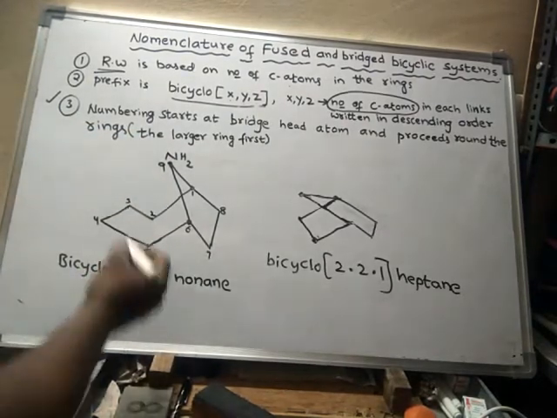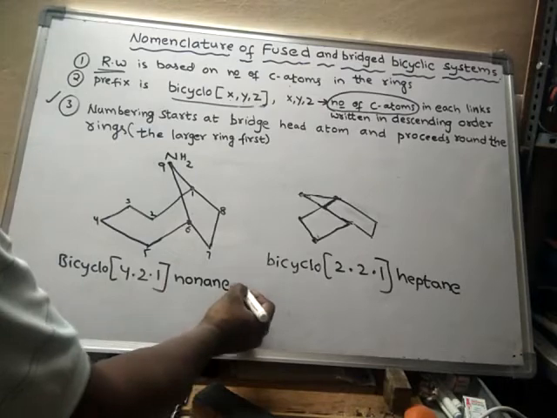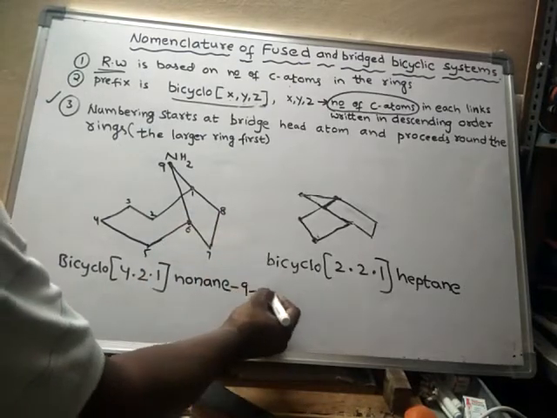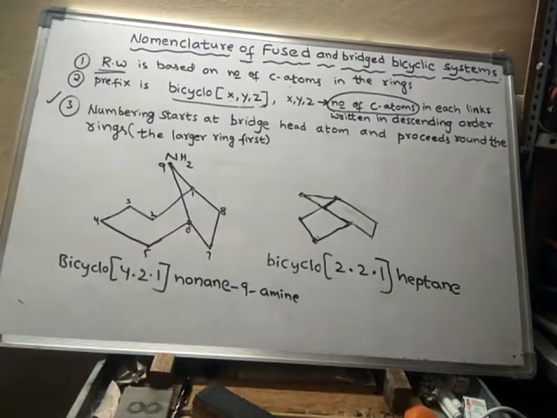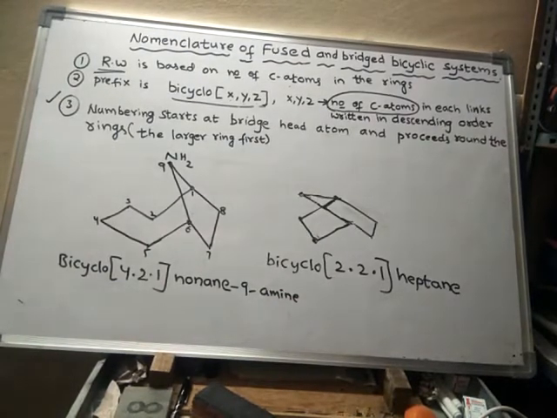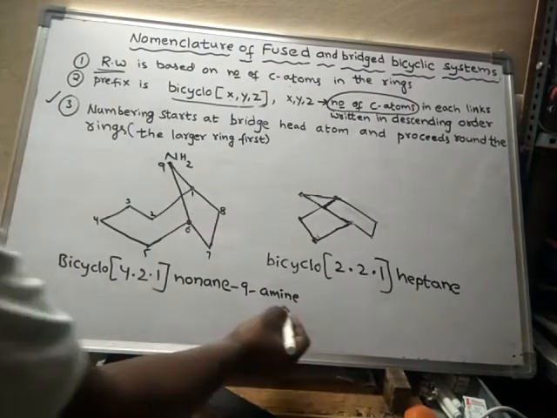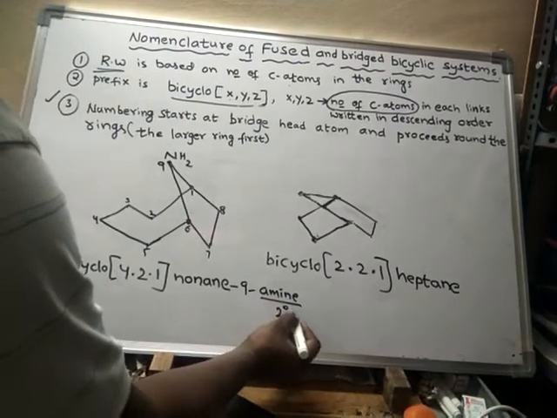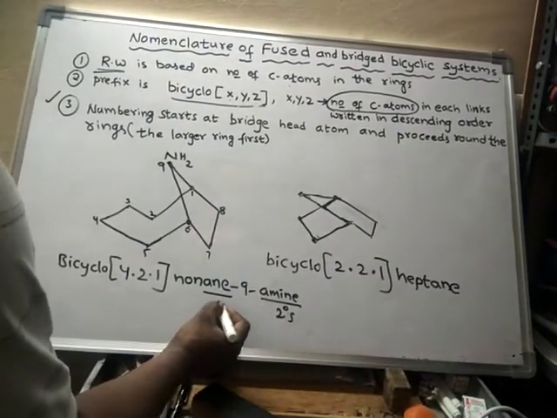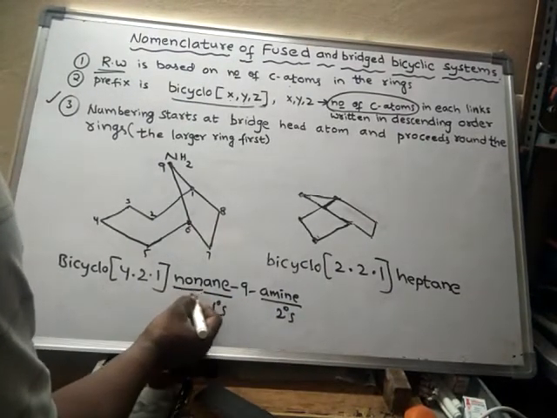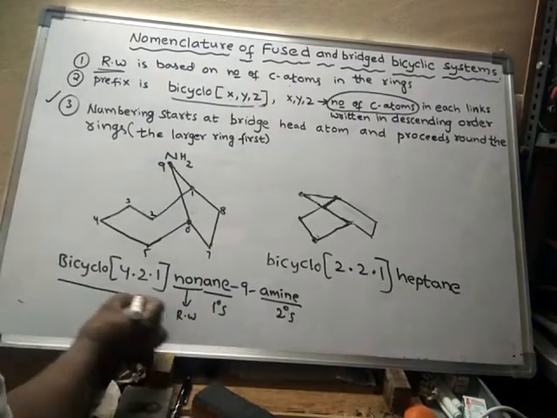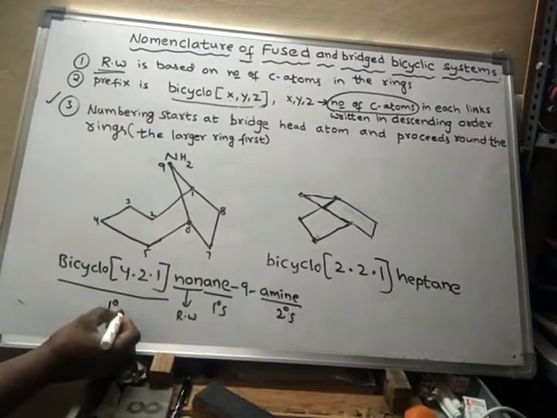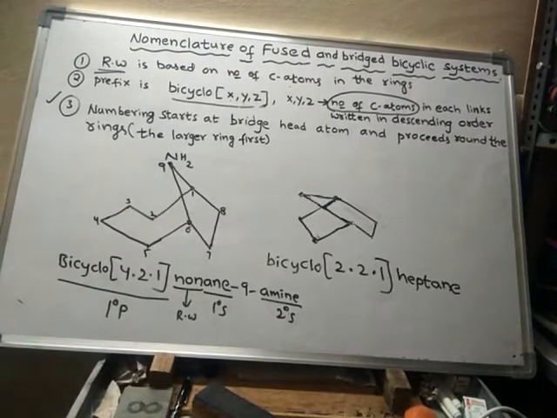So nonane, 9-amine. For the NH2 functional group, amine is the secondary suffix. An is the primary suffix. Non means 9, hence it is the root word. And this is the primary prefix. So this is the name of the compound.